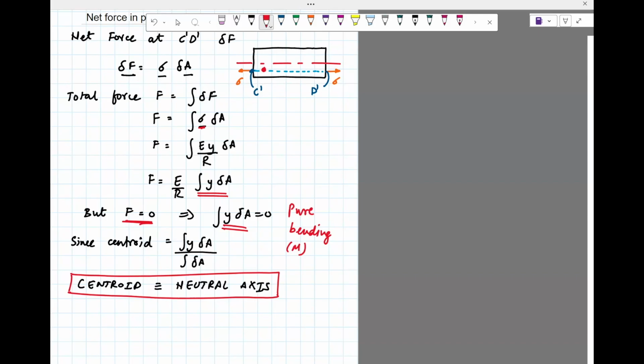And if the numerator has to be zero, it has to be the centroid. So centroid and the neutral axis are synonymous. If you want to find the neutral axis, you just find the centroid. And that calculation is very straightforward. You need to take the areas, find the center of each area, and then apply a centroid formula, which you probably have learned before in some math class.